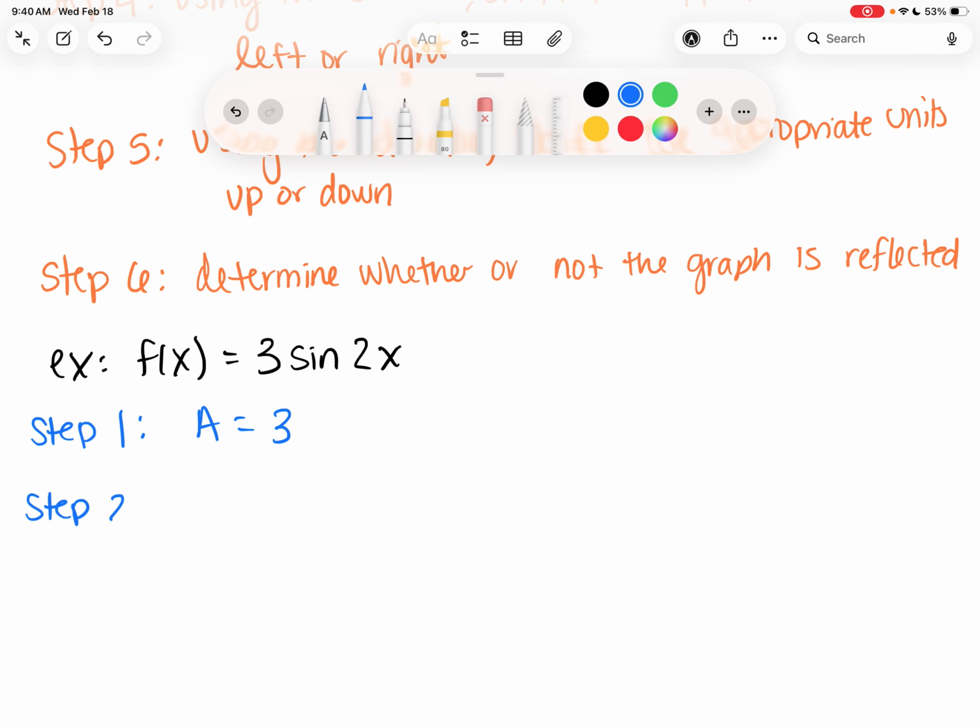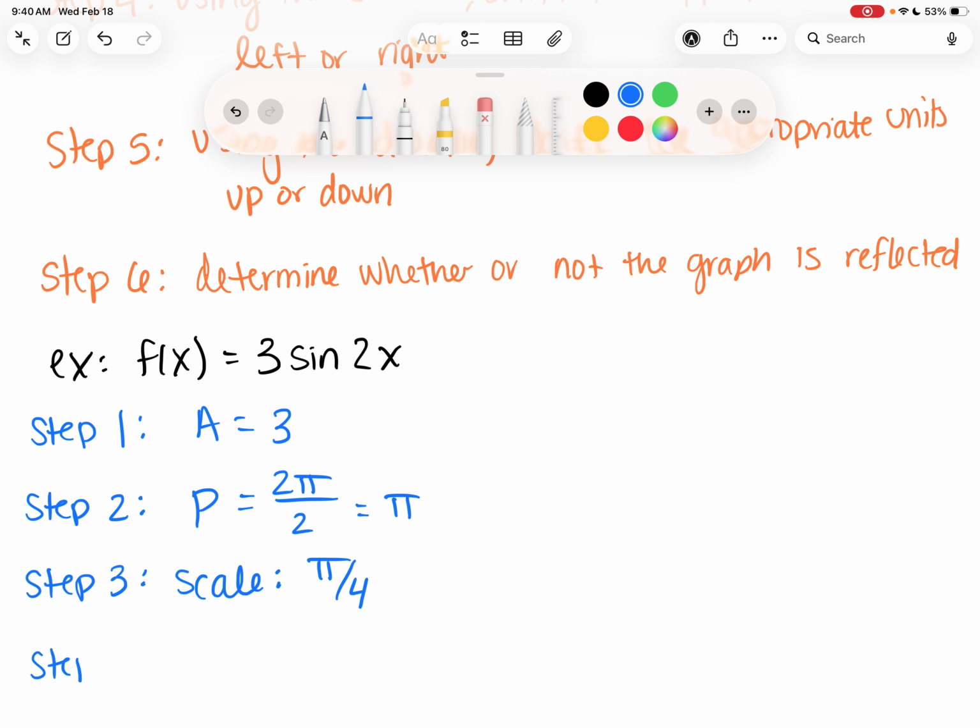Step 2, finding the period. Period is equal to 2 pi over absolute value of b, which would be 2 pi over 2. So that ends up just being pi. The next thing is to find my scale. I'm going to take pi and divide it by 4, so just pi over 4.